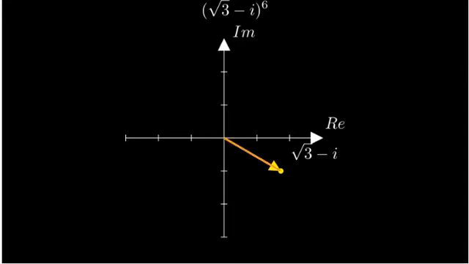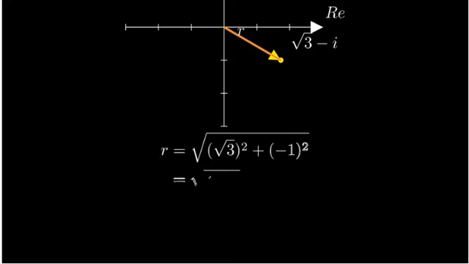The modulus r is the distance from the origin to our point. We can find this using the Pythagorean theorem. r equals the square root of the real part squared plus the imaginary part squared. That's the square root of 3 squared plus -1 squared, which equals 2.